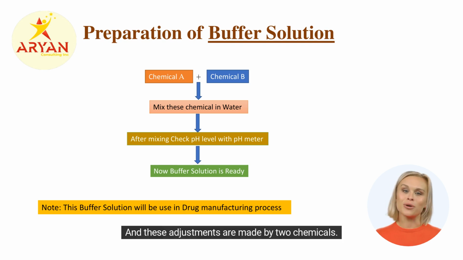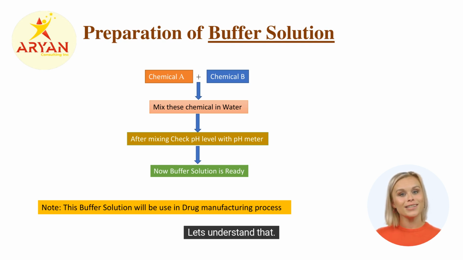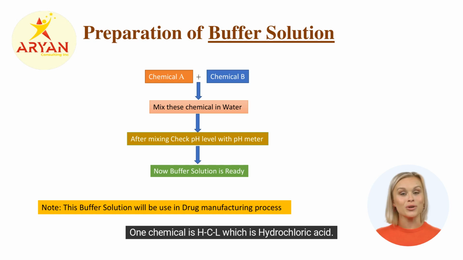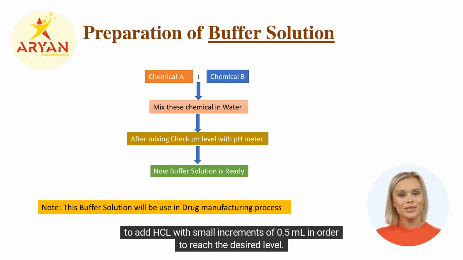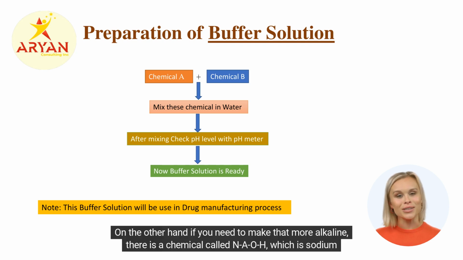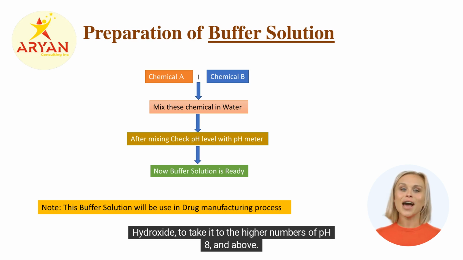And these adjustments are made by two chemicals. Let's understand that. One chemical is HCl, which is hydrochloric acid. This is a strong acid. If you need to take the pH to lower numbers below 7, your BPR would suggest to add HCl with small increments of 0.5 ml in order to reach the desired level. On the other hand, if you need to make that more alkaline, there is a chemical called NaOH, which is sodium hydroxide, to take it to the higher numbers of pH 8 and above.